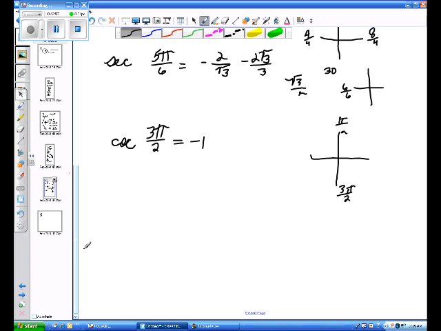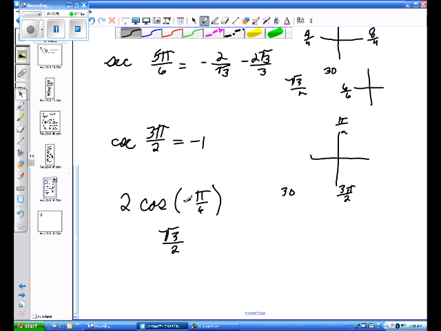Okay. And let's look at an angle where we've got a negative angle. Let's say we want 2 times the cosine of negative pi over 6. Okay, pi over 6, our reference angle is 30 degrees. Cosine of 30 is square root of 3 over 2.